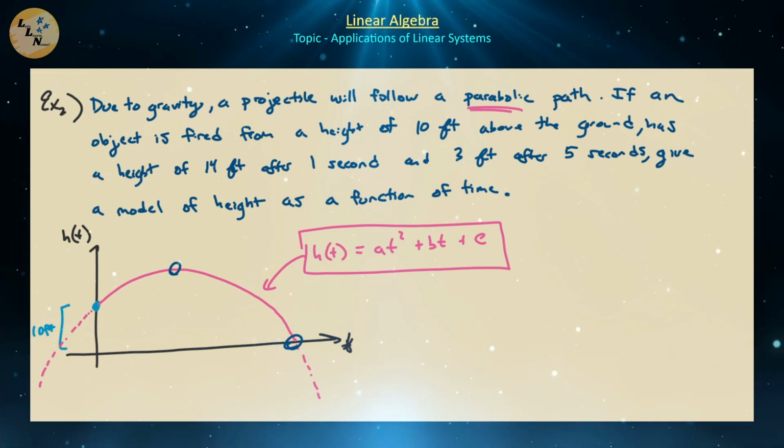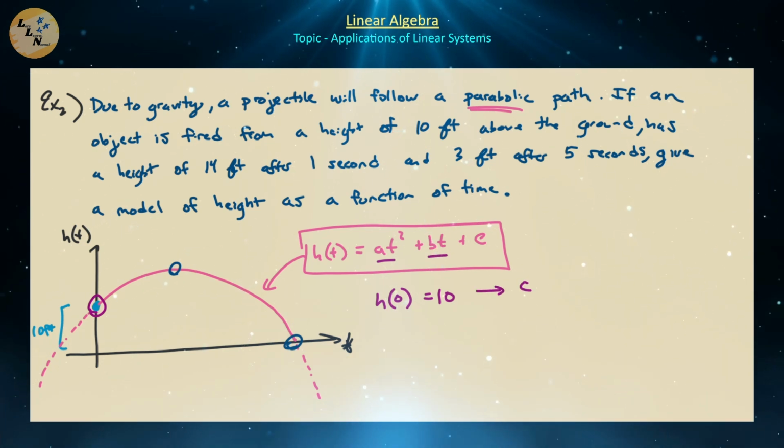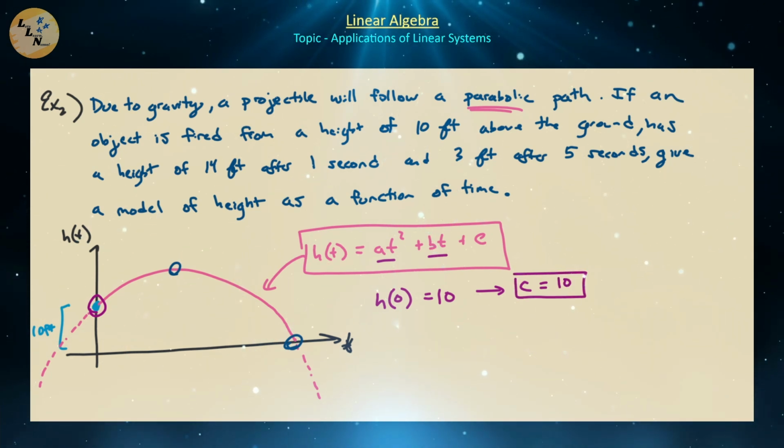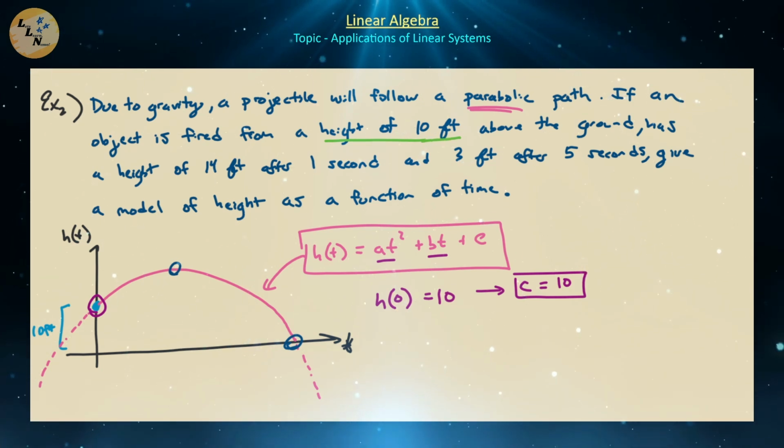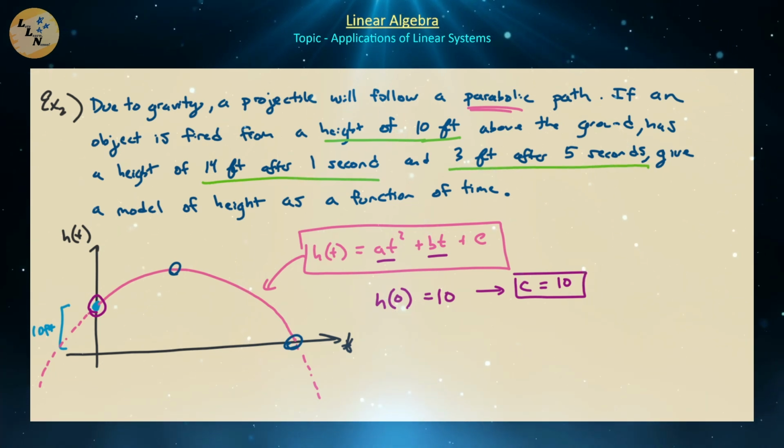Alright, so what do we know? After 0 seconds has passed, we know the height is going to be equal to 10. So if you plug in 0 everywhere we see t, notice that at squared and bt will go away, leaving us with c is equal to 10. So that gives us one coefficient of our quadratic model. Now we need to use the other pieces of information. It has a height of 10 feet above the ground at the initial state, so we've already used that. We have a height of 14 feet after 1 second and 3 feet after 5 seconds. So we need to use those pieces of information.